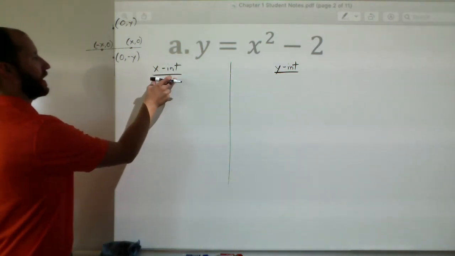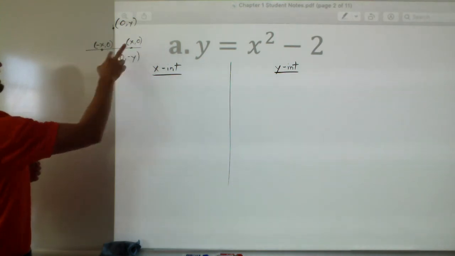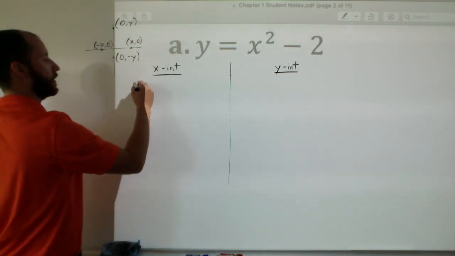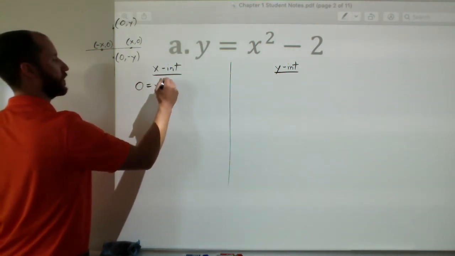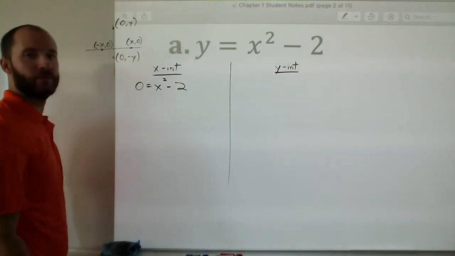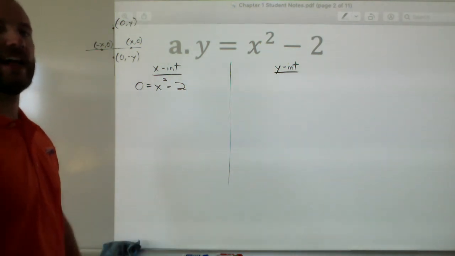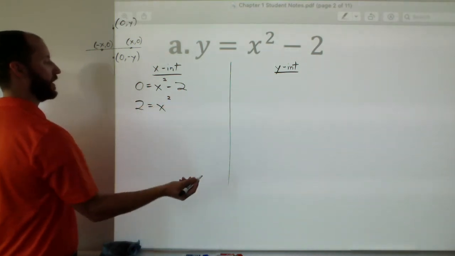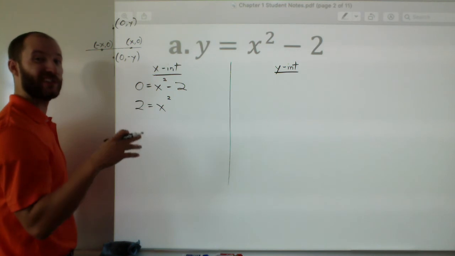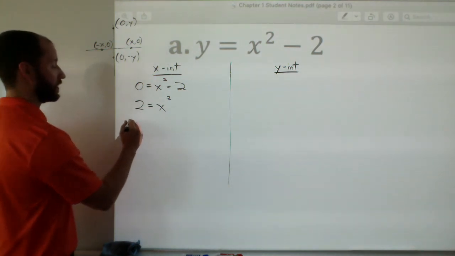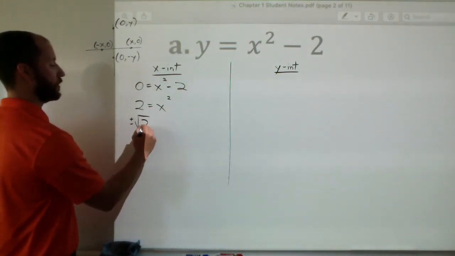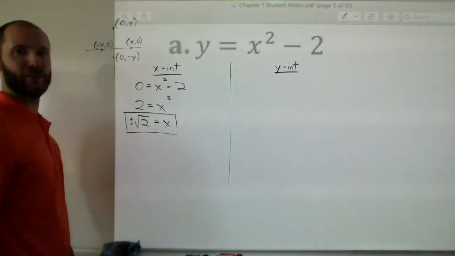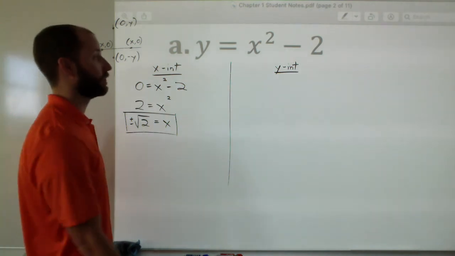So to find an x-intercept, we want a point that is on the x-axis. That means that your y value is going to be 0. So take your equation, plug 0 in for y. Once you've done that, this is an algebra problem. We're solving for x. Add that 2 over, x squared, square root. Now here's the thing. These are equations. There can be more than one answer. So when we take that square root, we want the positive and negative values. We're looking for both of those.